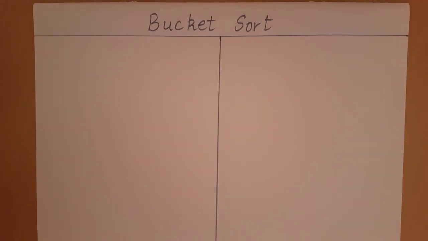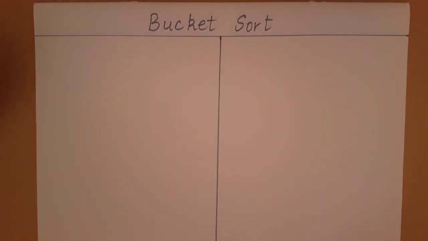Bucket sort. Bucket sort is an algorithm used to sort a collection of elements, provided we know the range in which these elements will occur. Let's see what the steps taken by bucket sort are using an example.